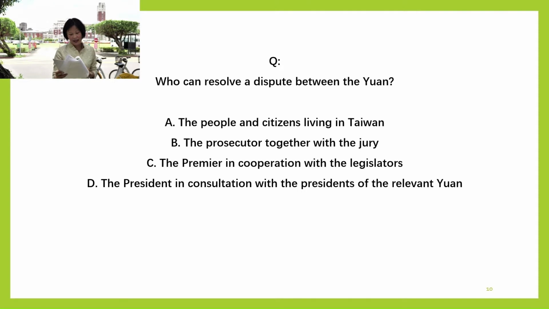So the first answer, A, the people and citizens living in Taiwan? Or is it B, the prosecutor together with the jury? Or is it C, the premier in cooperation with the legislators? Or is the answer D, the president in consultation with the presidents of the relevant yuan?